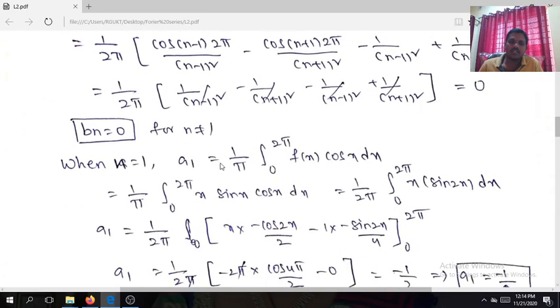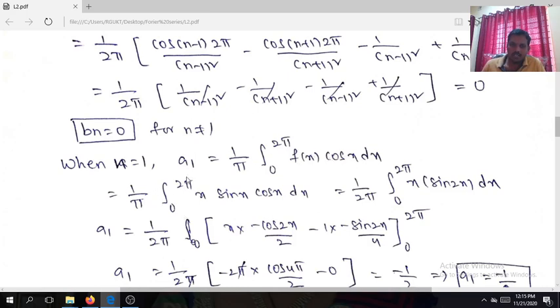If I am taking n is equal to 1, I am trying to find a1 and b1. This is a different problem I have taken. When n is equal to 1, a1 is equal to, by using that formula, an is equal to 1 by pi integral 0 to 2 pi f of x into cos nx dx. Instead of n, I am taking n is equal to 1.